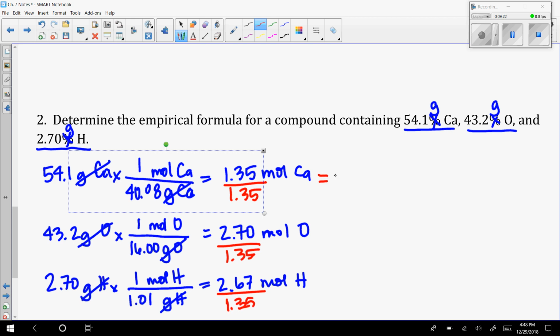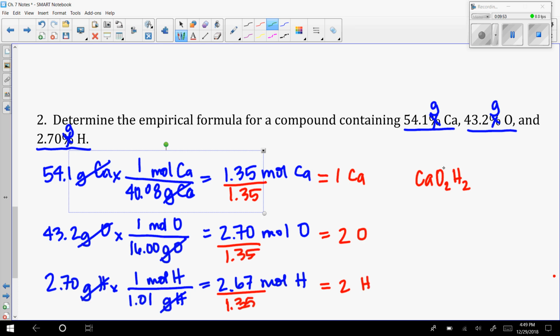All right, so calcium is 1. So 1 calcium. This is 2 oxygens, and this is approximately, really close to 2 also, hydrogens. So I'm going to look this time first, and I'm going to say, okay, calcium is my metal, so that goes first. So Ca, one of those, 2 oxygens, so O2, and 2 hydrogens, H2. And this answer for our class for now would be acceptable, but there is a better answer.